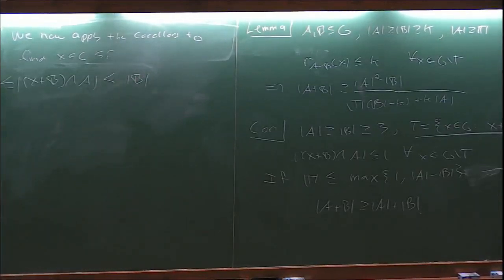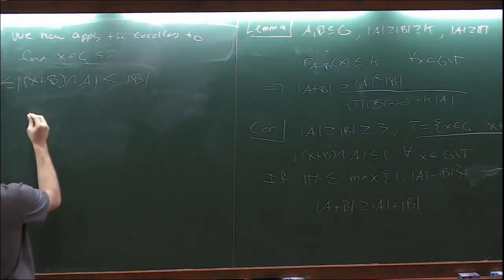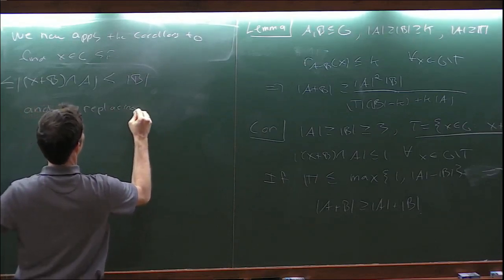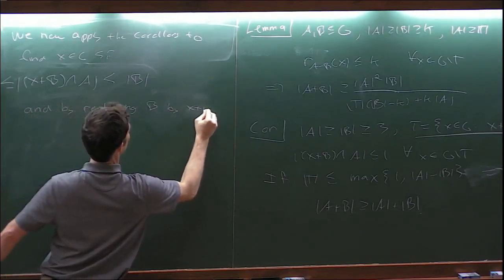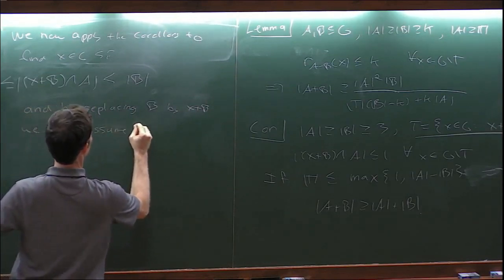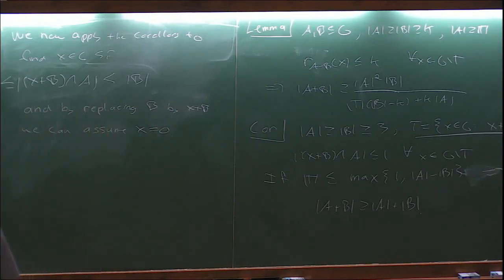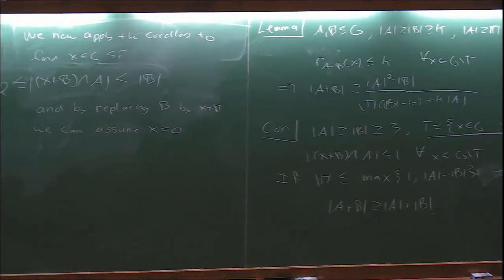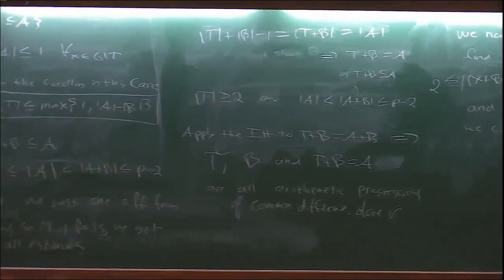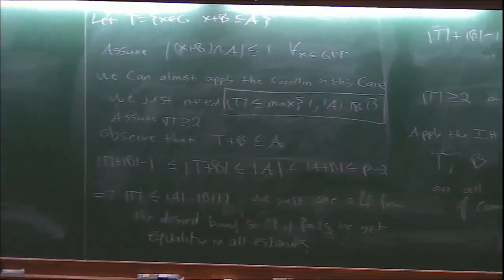And now I'm going to retranslate everything so that x is just equal to 0 to make notation simpler. Okay, we found our desired element. So we have A intersect B at least 2 less than B. We have all these equalities over here.